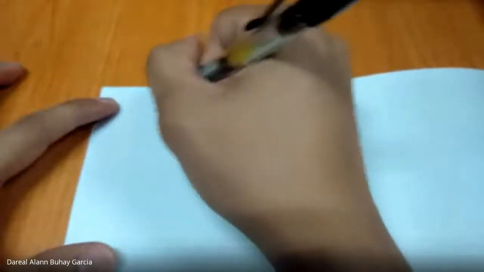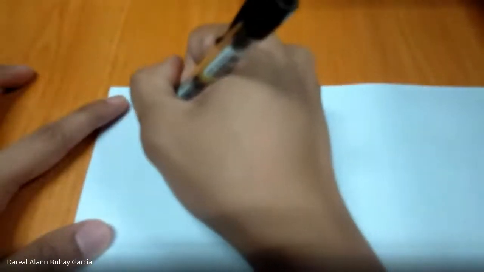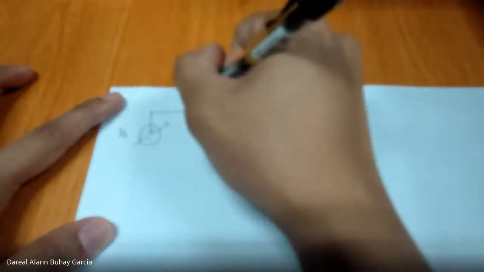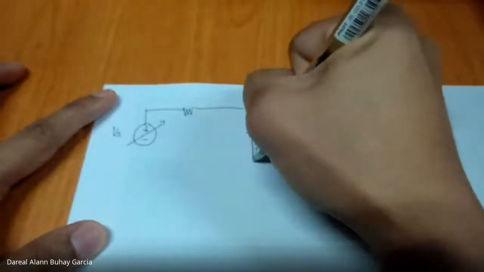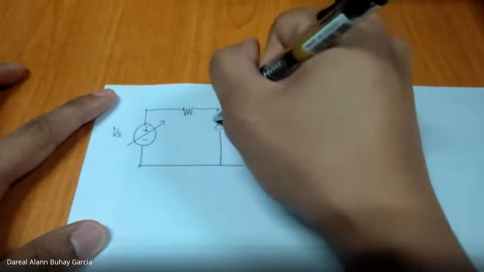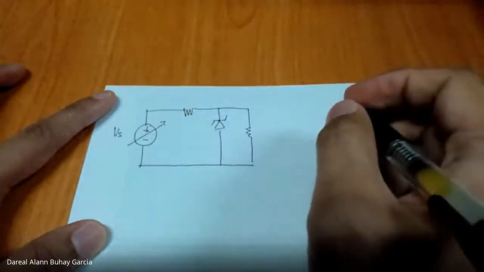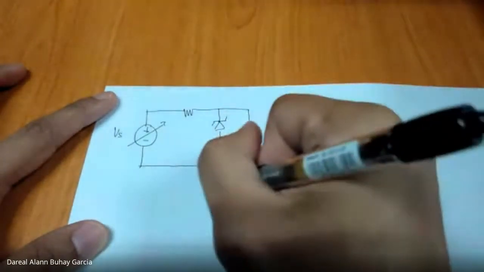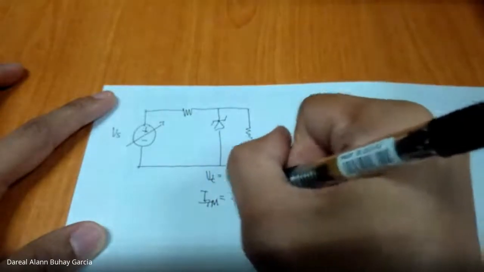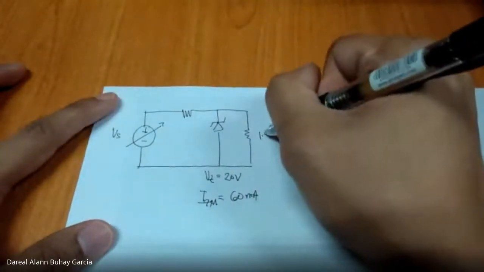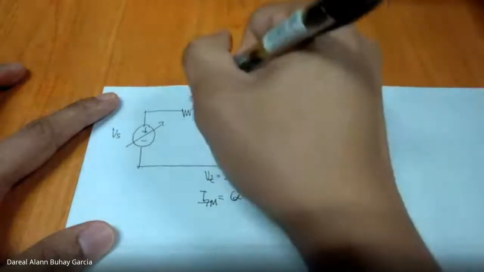So, another example. Okay. This time, the source is variable. 60 milliamps. So 1.2K is fixed. 20.